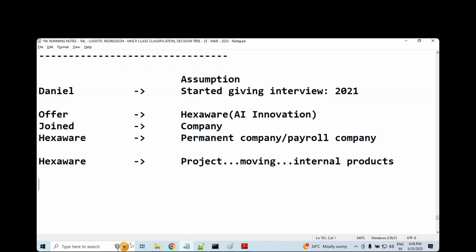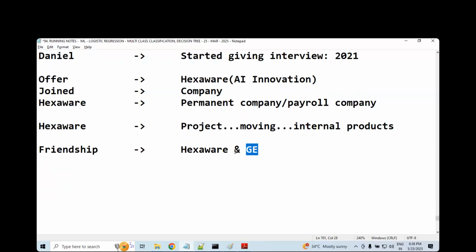But suddenly what happened, I'm explaining in a very general way, there is a friendship between the Hexaware company and the GE company. Hexaware and GE both are best friends. Think like the Hexaware CEO and the GE company CEO are both best friends, like both MDs. The GE company MD called the Hexaware MD and told him, recently we got two projects. The discussion will be like this.